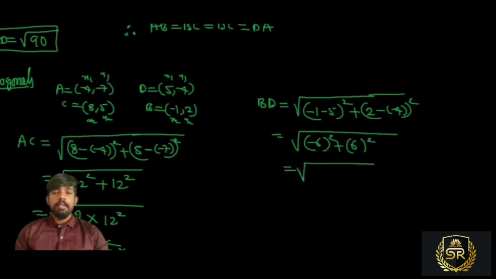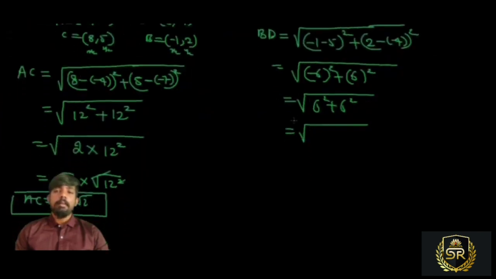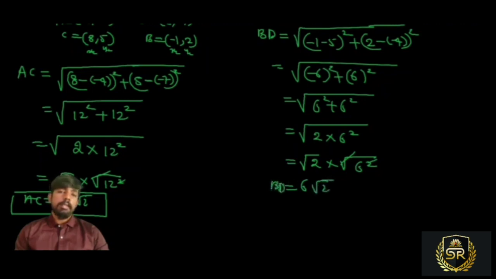6 square plus 6 square means, let us say the same thing, x square plus x square is how much? 2x square only, right? So similarly, 6 square plus 6 square is 2 into 6 square. So root 2 and root of 6 square, the root and square cancel, and from here we get 6 root 2. 6 root 2 is the BD distance. BD distance is 6 root 2.